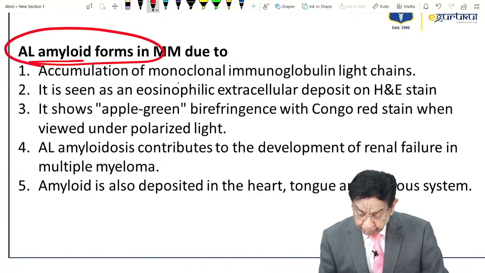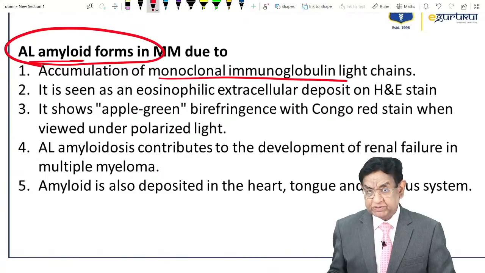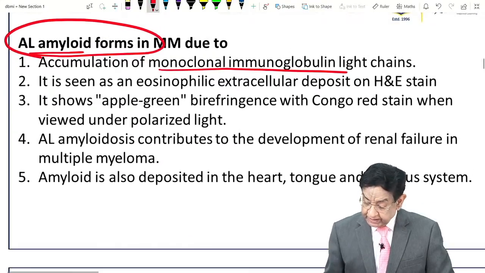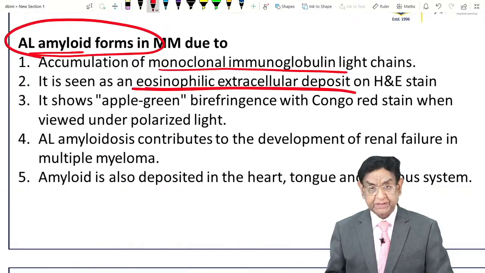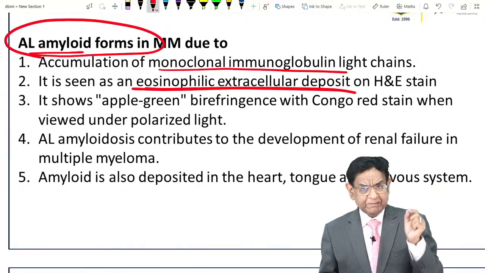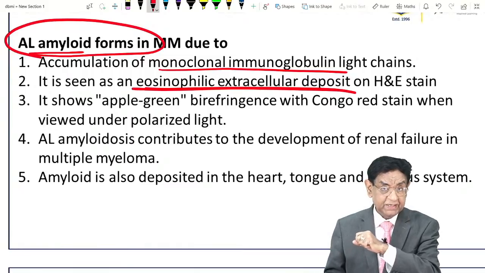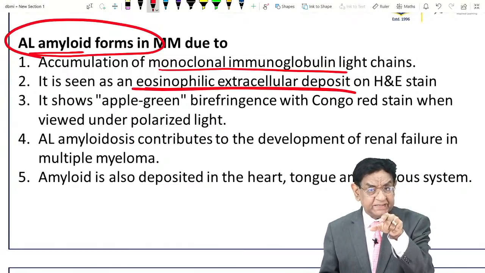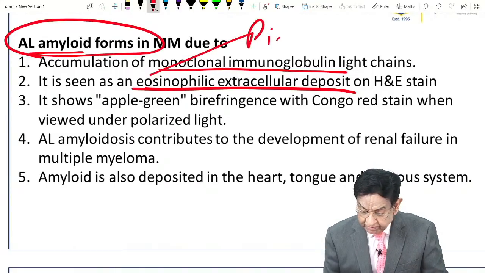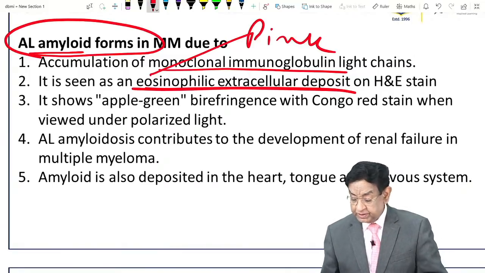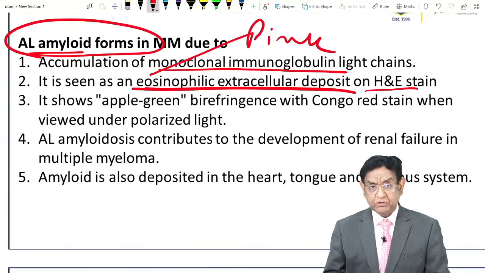Now what happened? There is accumulation of monoclonal immunoglobulin, yes, light chains are there. That's the basic pathophysiology of multiple myeloma. Now this is seen as eosinophilic extracellular deposit. Point to be noted, the plasma cell inside has a basophilic blue appearance, and that was inside the cell. Now this is outside the cell, it is pink. So there will be contrast if you look into hematoxylin eosin stain. But this is not a good stain to be used in amyloid.